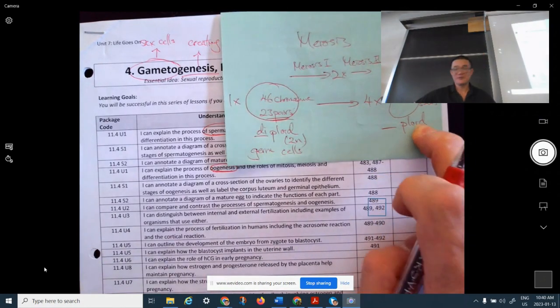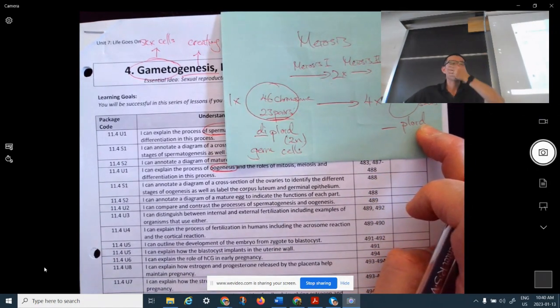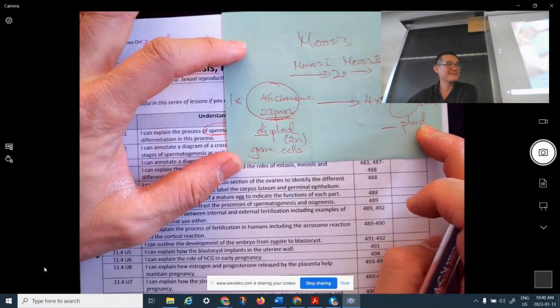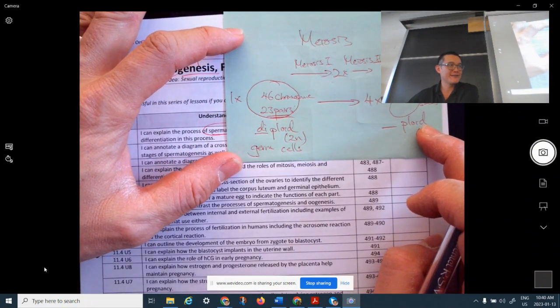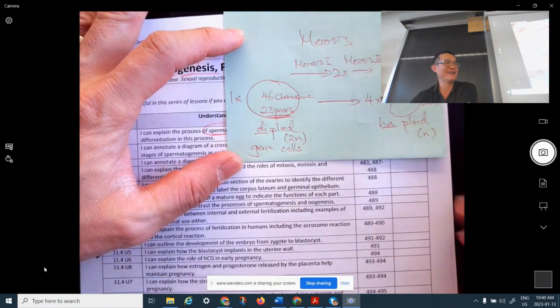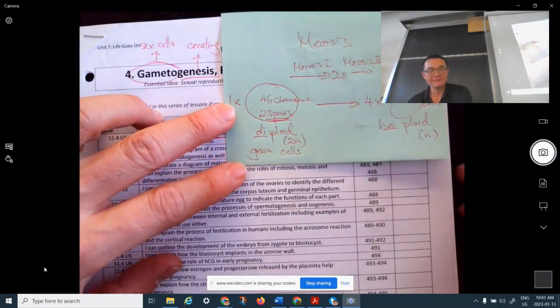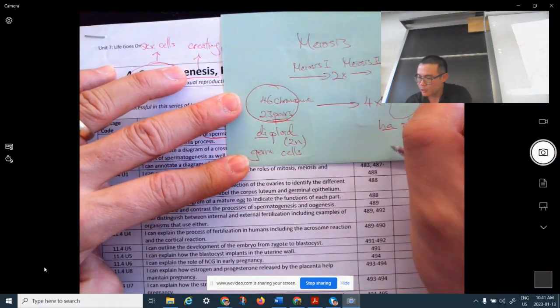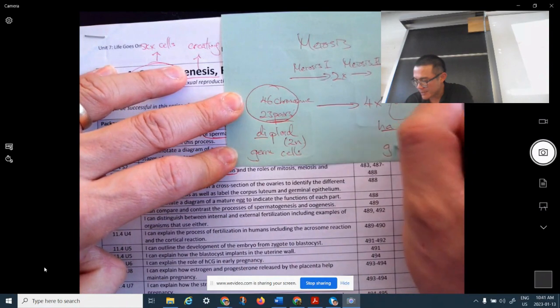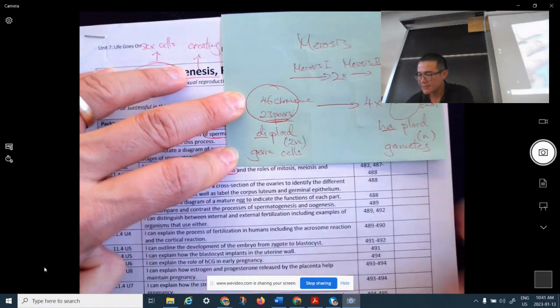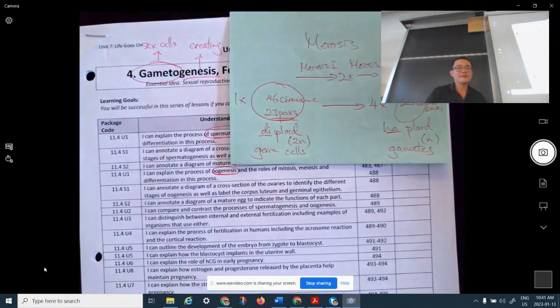The reason I say half of diploid is because it's haploid. I did not make up the system of naming these things. Haploid. And you don't have germ cells, you have gametes. Sex cells. So that's the process of meiosis. Good thing that we go back over it.